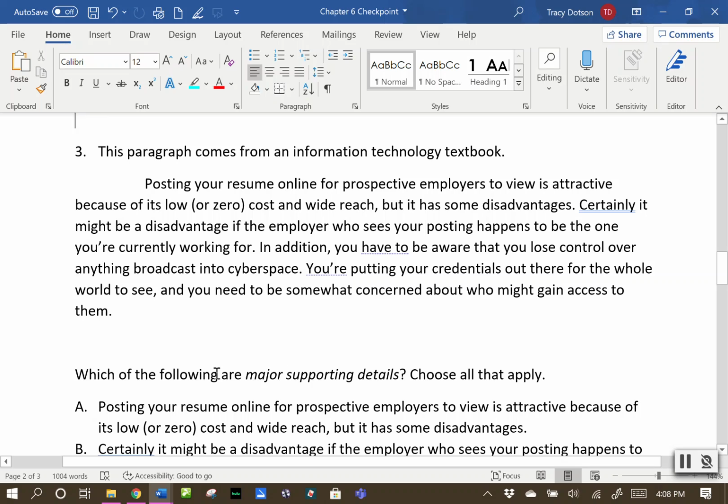All right, in this one, we're looking for our major details. So first, what is our main idea? And we have a stated main idea in the first sentence.